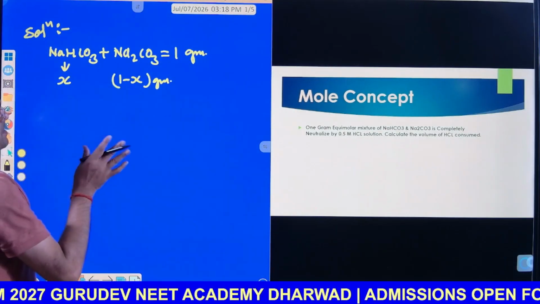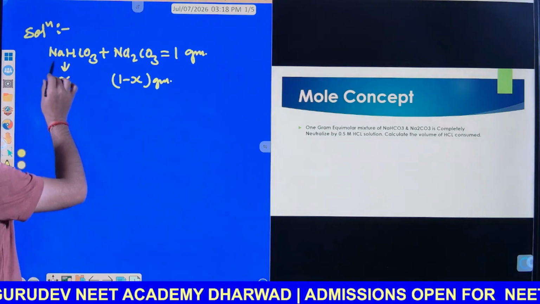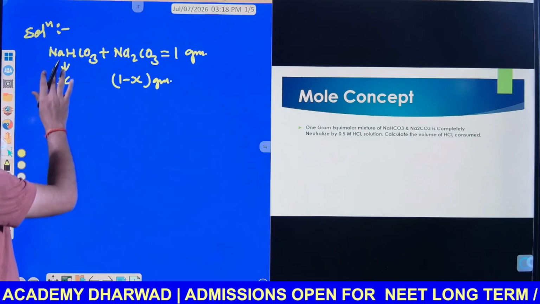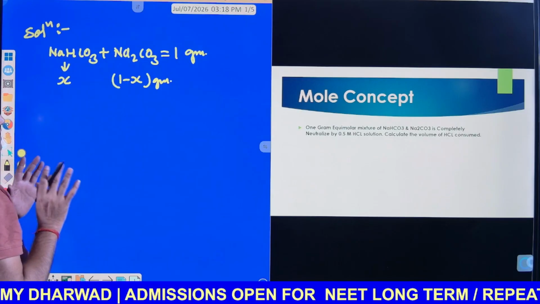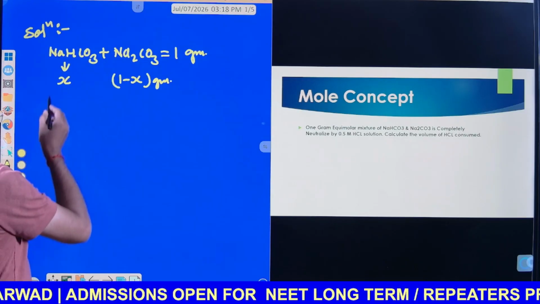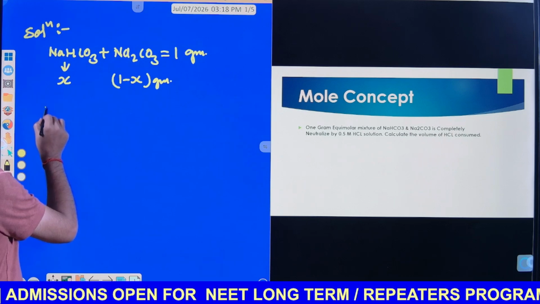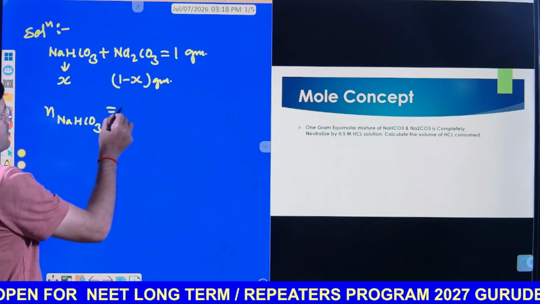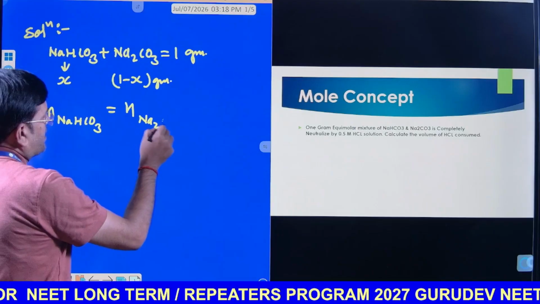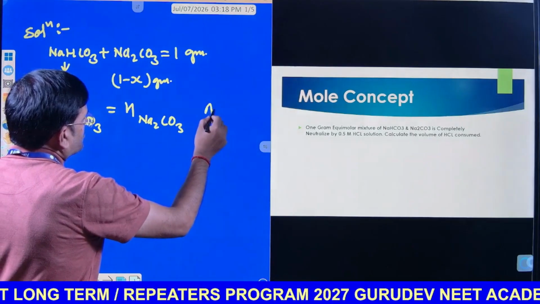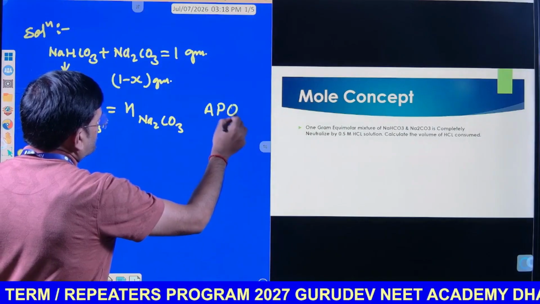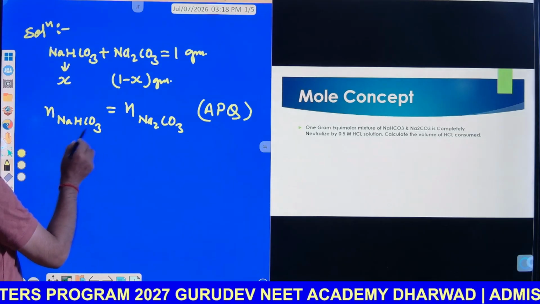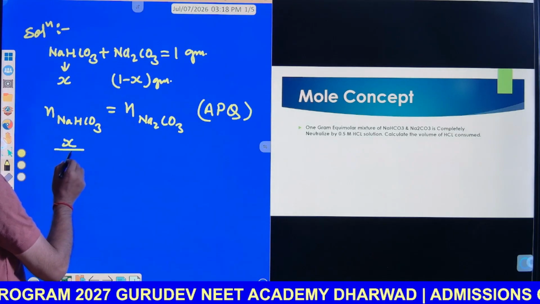In the question it has been said these are equimolar, meaning the number of moles of this one equals the number of moles of this one. So by equating the number of moles of the two, we can find out the weight of each. Let us see. Number of moles of NaHCO3 is equal to number of moles of Na2CO3 as per the question. It has been given in the question, right? So number of moles means what? Weight in gram divided by molar mass.